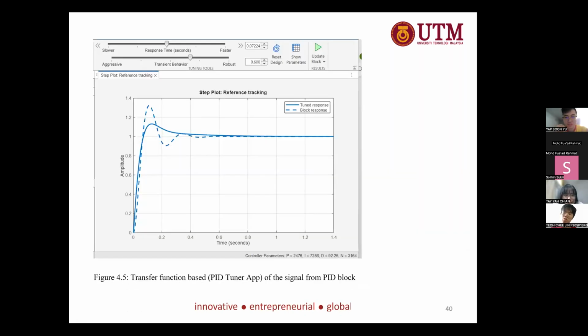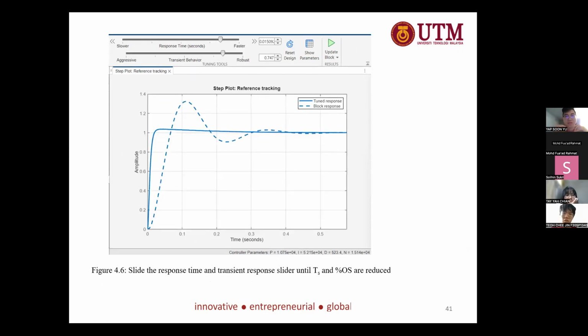Okay, so this slide is the main objective of this task, because it's about the PID tuning in the PID Tuner app inside the Simulink PID model. So when you run the PID Tuner app, you get a GUI like this. So there is a tune response and a block response there. And next slide. Then we select the response type and transient behavior in the upper part. So we select until, okay, next slide.